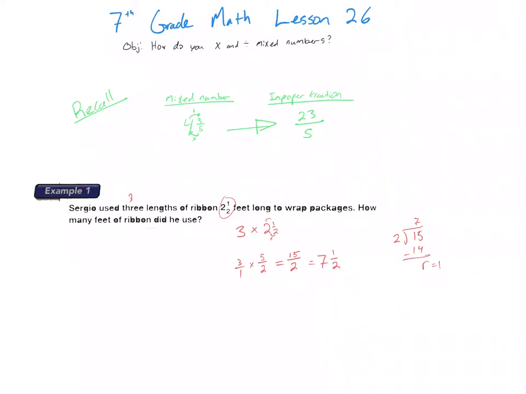Just real quick here, remember your remainder goes on top. The whole number comes here, and then what you divided by goes on the bottom. That's how you get from your division over here back into a mixed number.